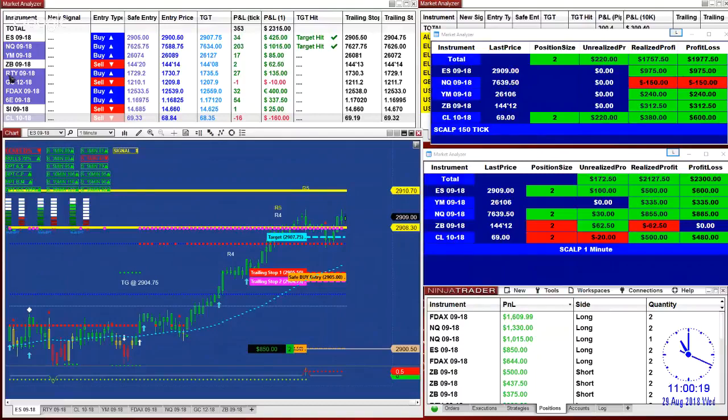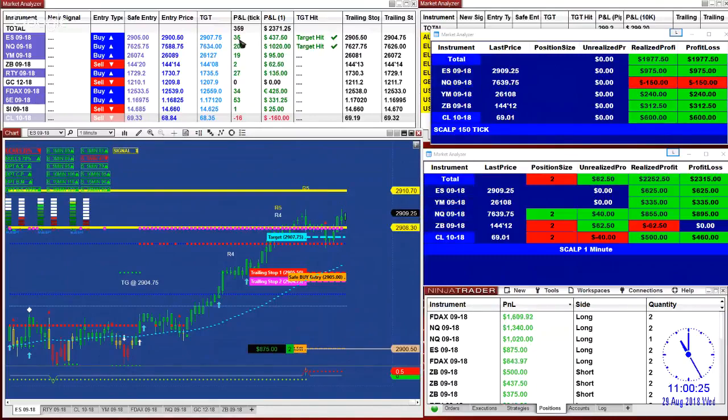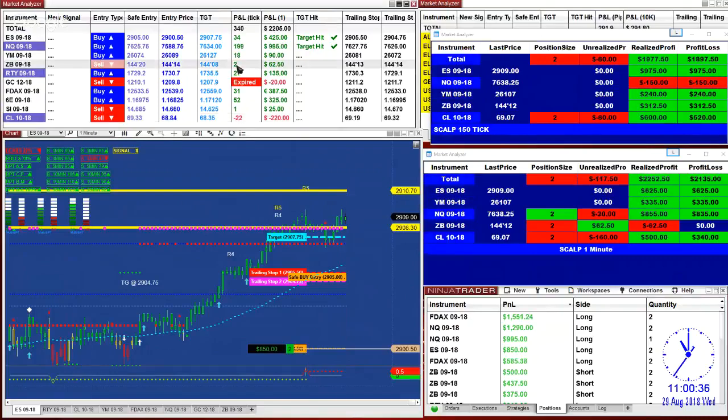Right now, based on the last signal, we have 35 ticks on the ES on the last trade, 203 ticks on the NASDAQ, YM 18 ticks, and the 30-year Treasury bond 2 ticks, 27 ticks on the Russell.